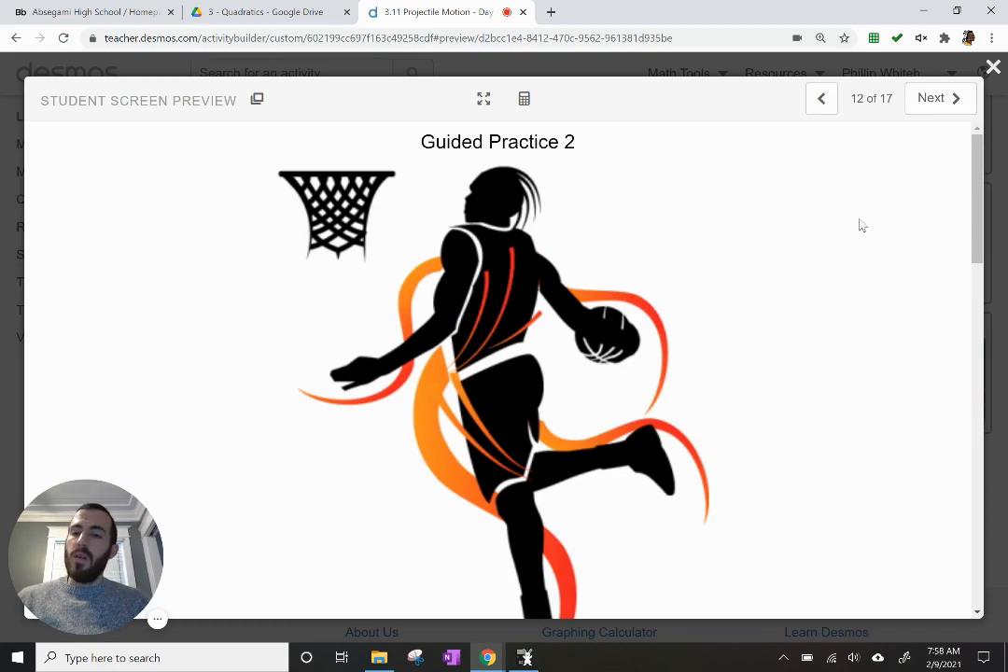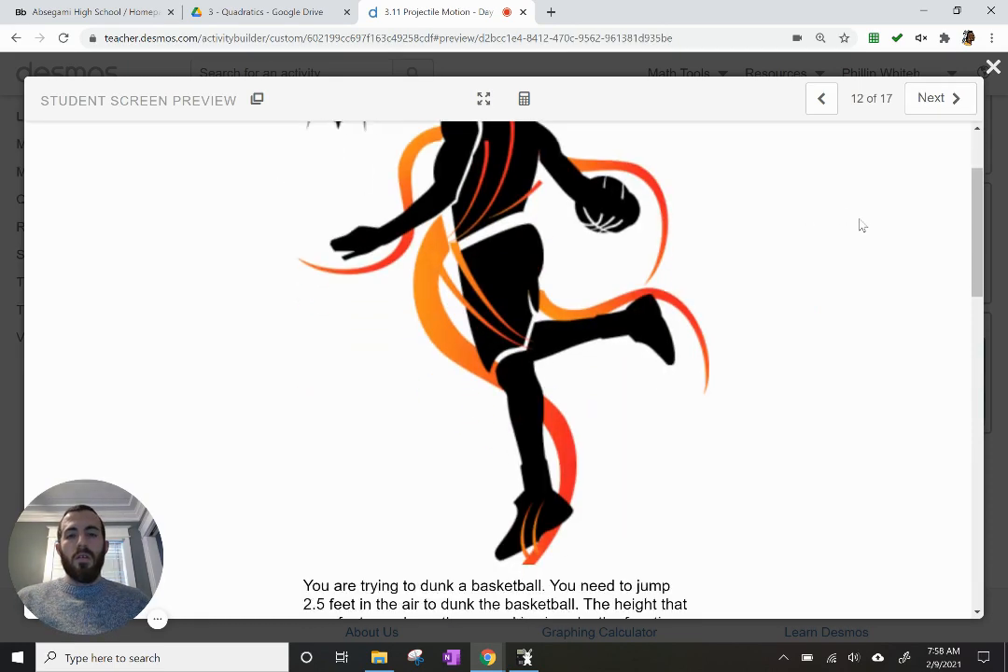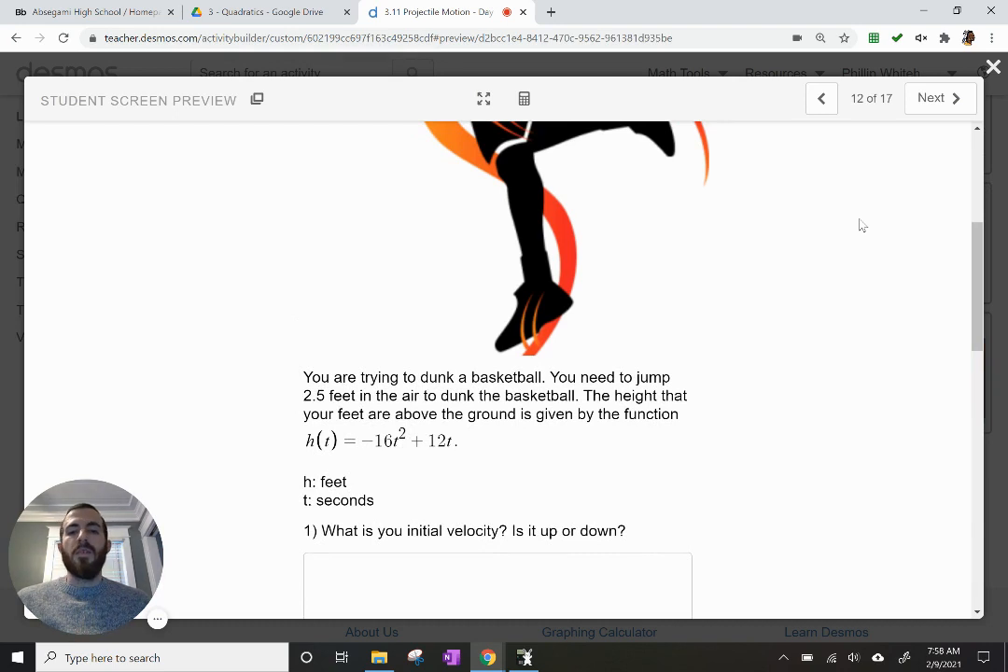On the second one, the questions were a little different. So you're trying to dunk a basketball. You need to jump 2.5 feet off the ground. This can be modeled by this equation. So this is tracking how high your feet are getting up off the ground.